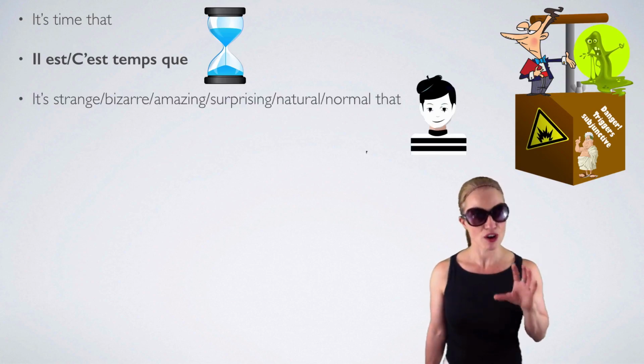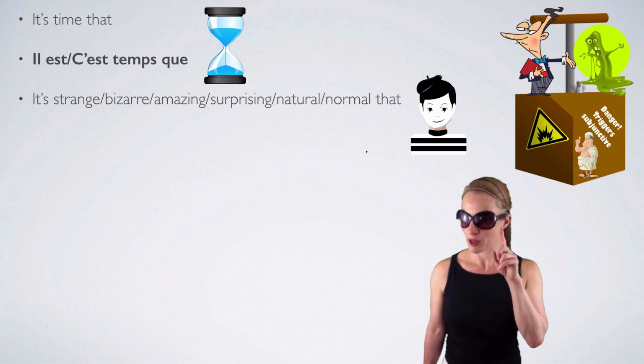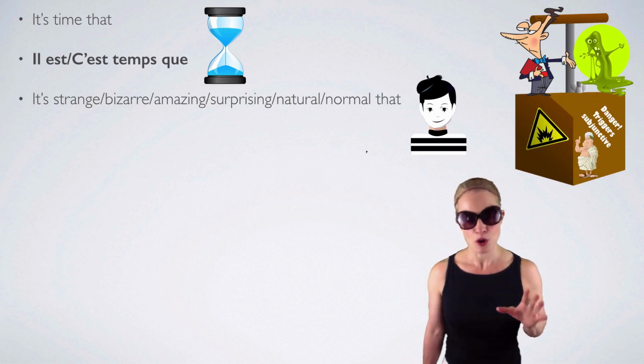Now here we have lots of different adjectives. It's strange that, bizarre that, amazing that, surprising that, natural that. That's another one that becomes EL in French. Normal, that's AL, normal that.